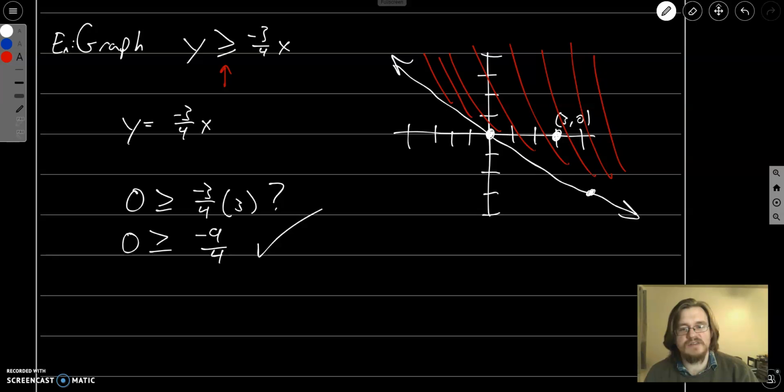And just to point out, because this is y is greater than or equal to -3/4 x, the line here is included. So remember that because it's greater than or equal to, there are 2 ways that this can be true. If y is greater than this, that is this top shaded part. If y is equal to -3/4 x, well, that's this line. So when y is greater than or equal to, it is this entire upper half plane as well as the line itself.